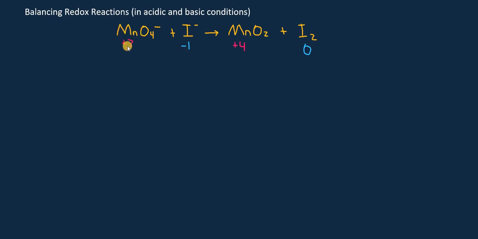If you went through and calculated the oxidation number for the manganese over here, you would get +7. And if you did it for the one over here, you would get +4. So we can see that the oxidation number is getting more negative as you go across. It's getting less positive. That means we must be gaining electrons if you go from a +7 to a +4. So that means this is our reduction.